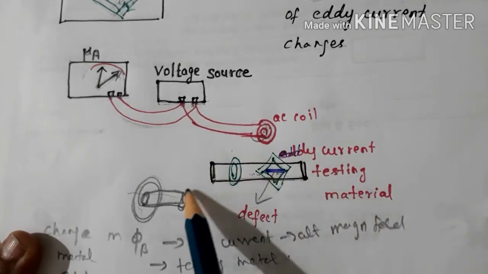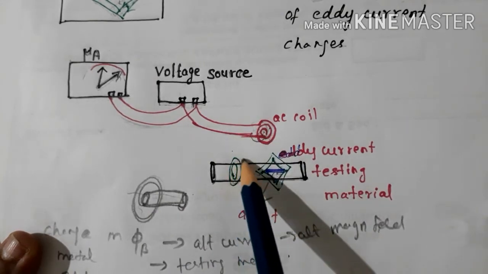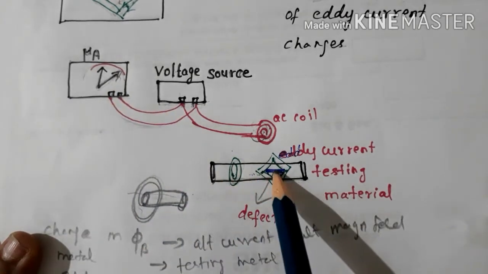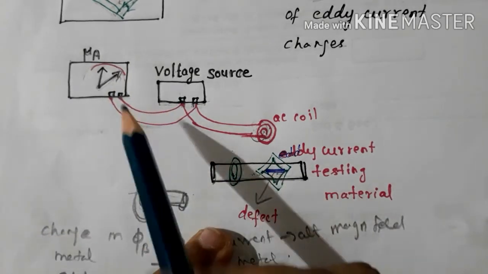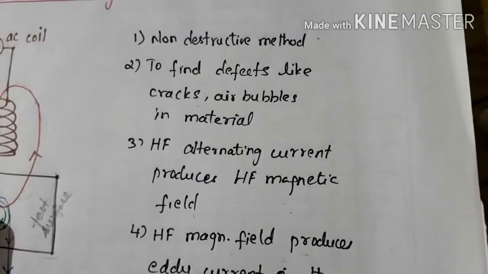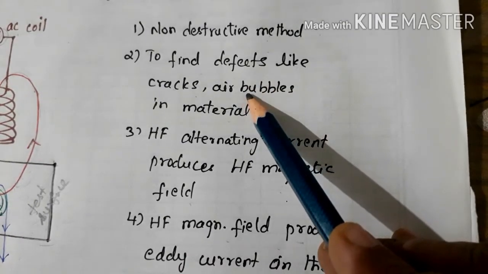If you pass this cylinder into this coil like this, with no defect in this area, you can see the eddy current and the maximum current is recorded. Here you can see the defect, so in that case the eddy current value will be reduced, right children? So you can pause the video and note this down. It is a non-destructive method to find defects, cracks, and air bubbles in material.